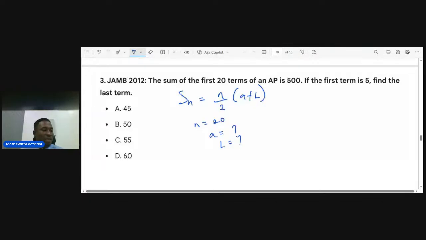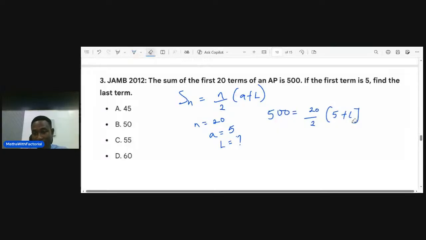We've been given the first term to be 5, so a equals 5. Now let's substitute. The sum of the first 20 terms of an AP is 500, meaning Sn is 500. Your n is 20. So 20 over 2 into brackets, a which is 5, plus l. Simple as ABC.